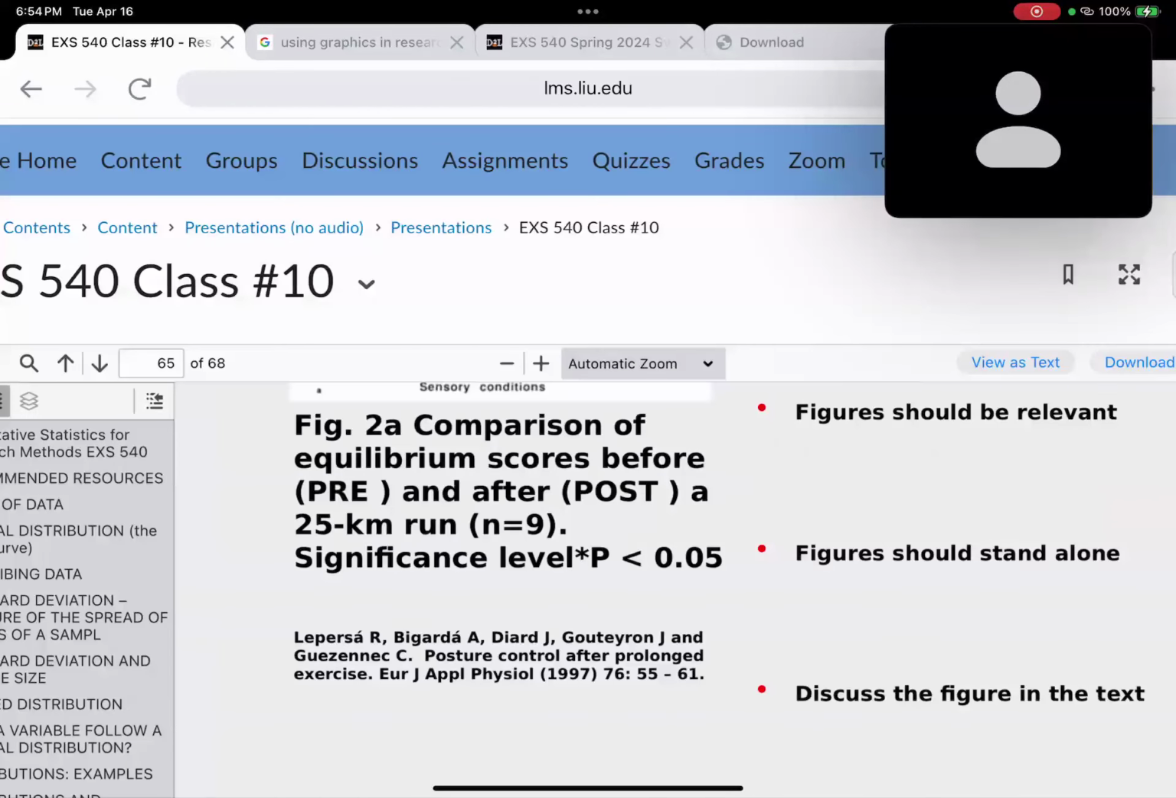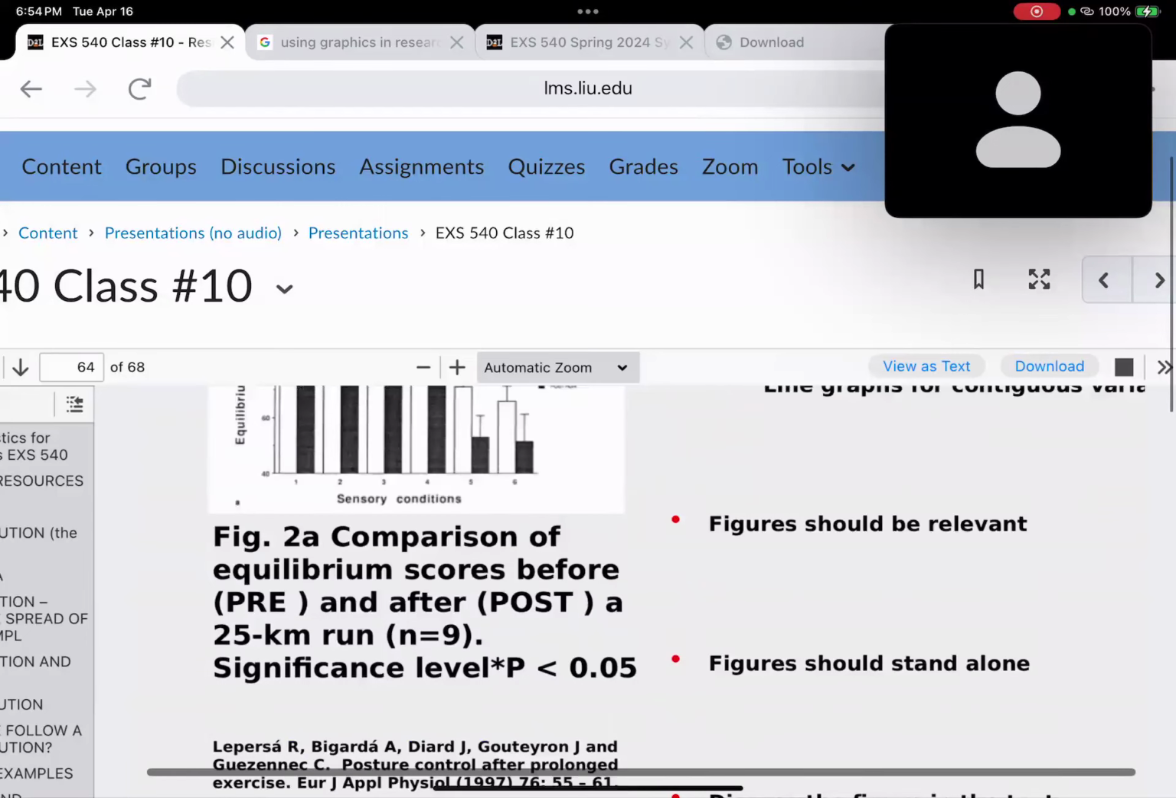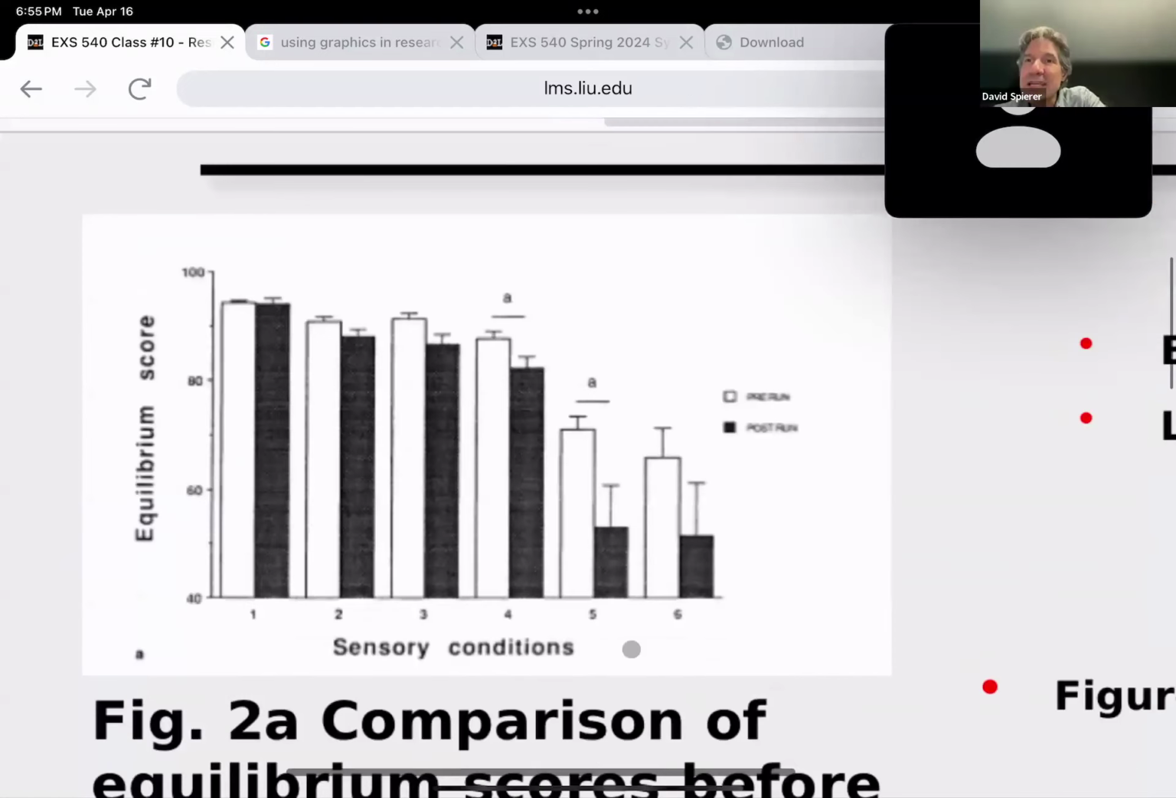So like the spreading of the data increases? Yes, but what it tells you about the data is, if I'm looking at this bar with all of this variation around the average, can I really say anything about the comparison of the pre-run to the post-run in this condition? No, I can't. There's way too much variation here.